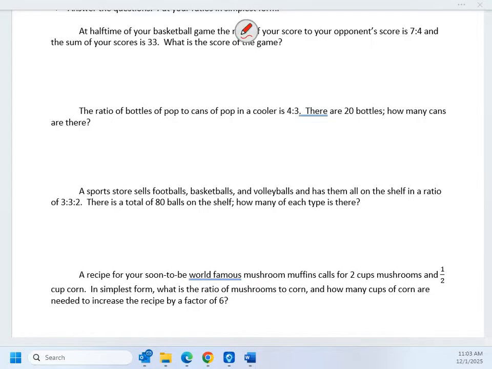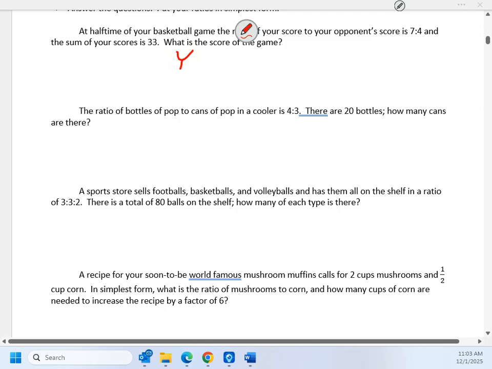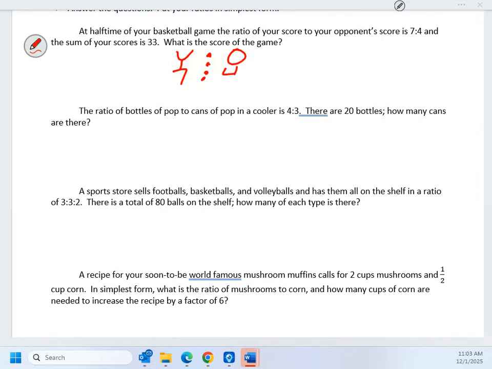What's my first step? What should we always do when working with ratios? Elliot? Right now. Like with labels. Labels. So, your score, your opponent's score. And then we're gonna put what that ratio is, 7 to 4. So I always look, first is yours, the second is your opponent's. 7 to 4. The sum of your scores is 33. What is the score of the game?